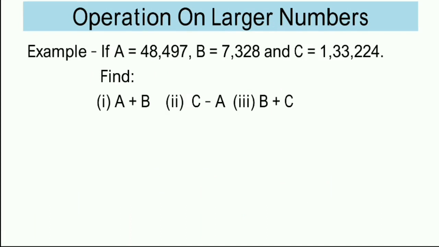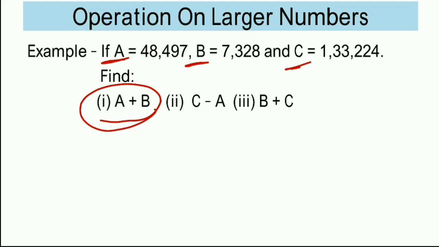Now the next example. It is saying that if A is equal to 48,497, B is equal to 7,328, and C is equal to 1,33,224. Here the values of A, B and C have been given. Now you have to find out A plus B, C minus A, and B plus C.